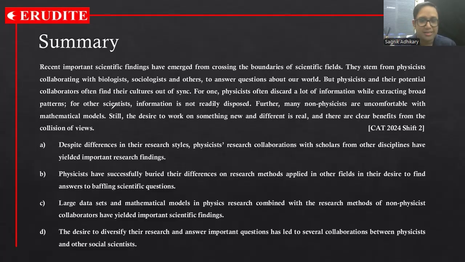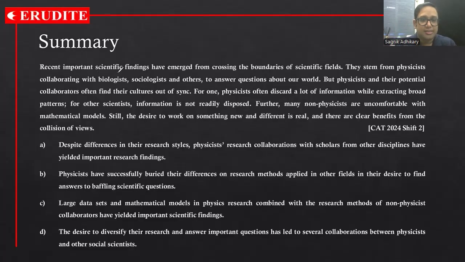So let's look at this passage. This one, the first question that we are dealing with here, is from CAT 2024, the second shift, the afternoon shift. This passage, again, feel free to pause the video to read the passage and the options to answer the question if you would like, and then tally with me. We see here, the passage talks about important findings because of collaboration between physicists and other fields.